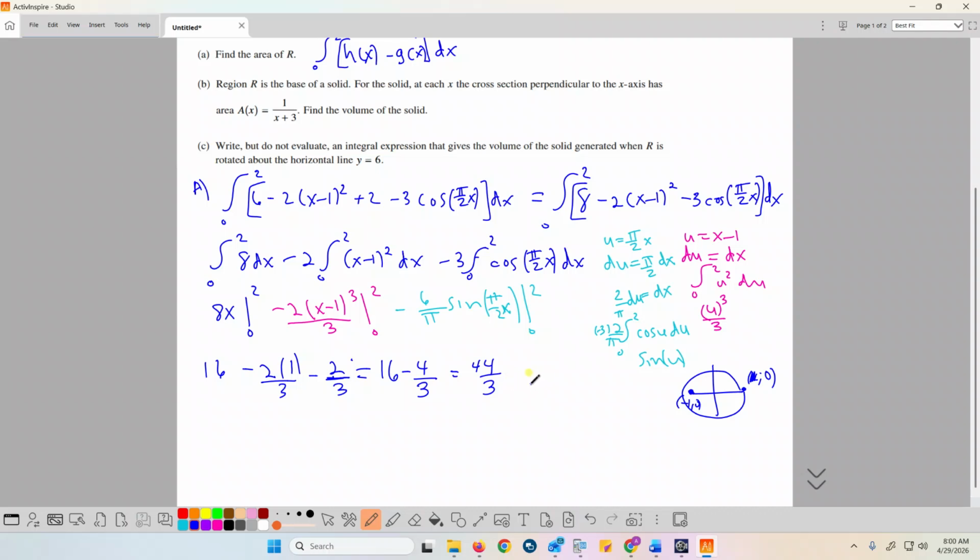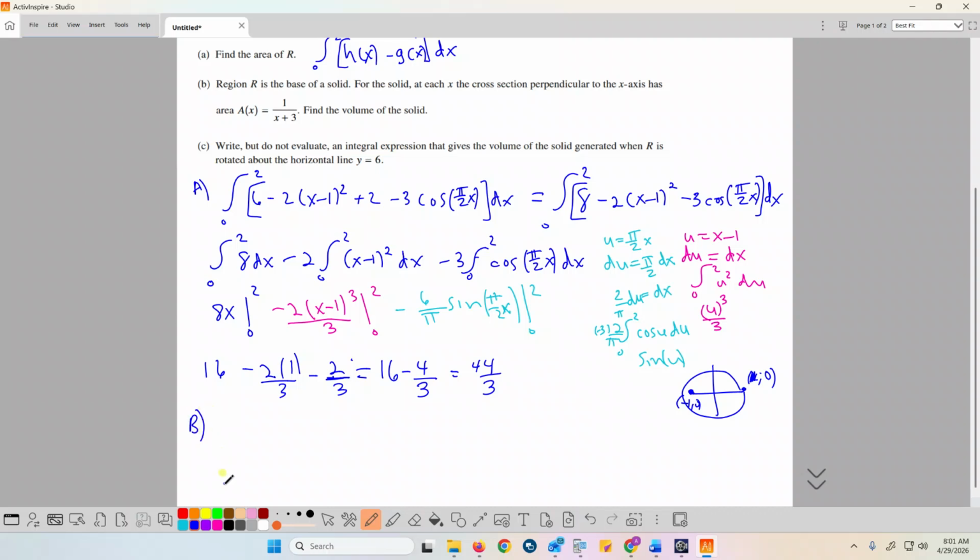So this part of the question here was worth 4 points. Again, 1 point for the integrand, 1 point for the antiderivative of that cosine of pi over 2x term, 1 point for the antiderivative of the remaining terms, and of course 1 point for the answer. All right, let's look at part B.